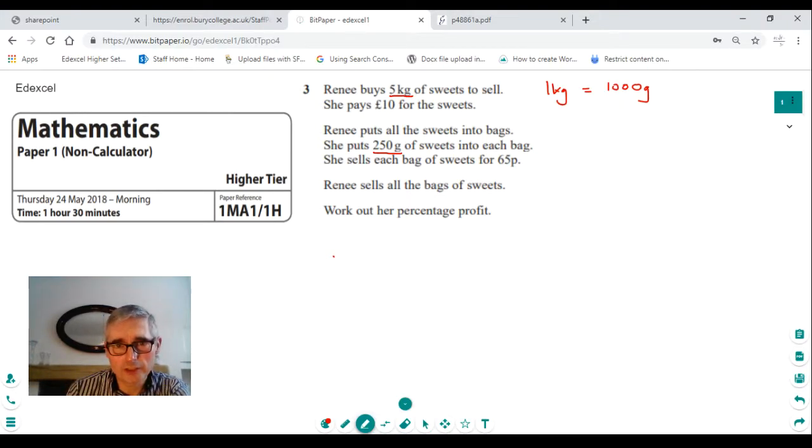So what I'm going to say is that actually she's got 5,000 grams. That 5 kilograms is going to be the same as 5,000 grams. So then we can work out, well, if she's putting each into 250 gram bags of sweets, how many bags of sweets is that? That's our next thing to work out. So how many bags of sweets?